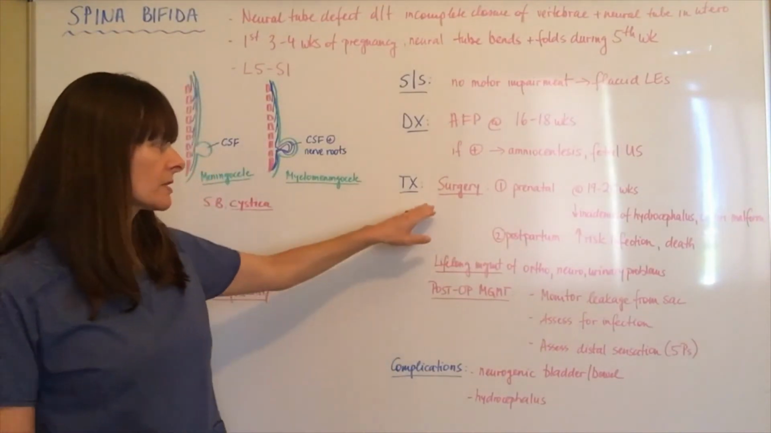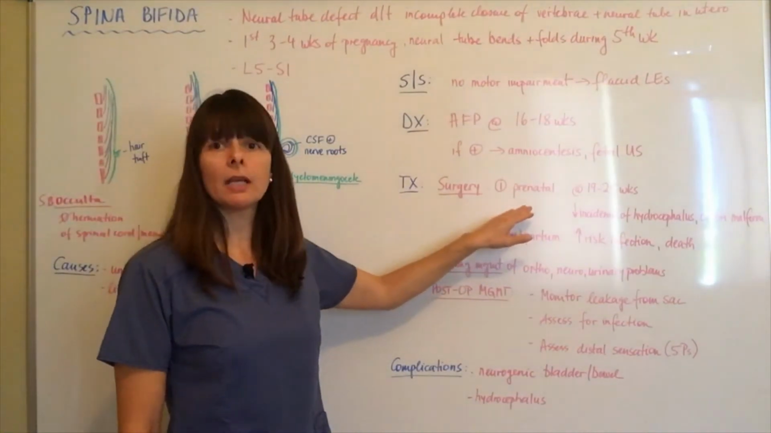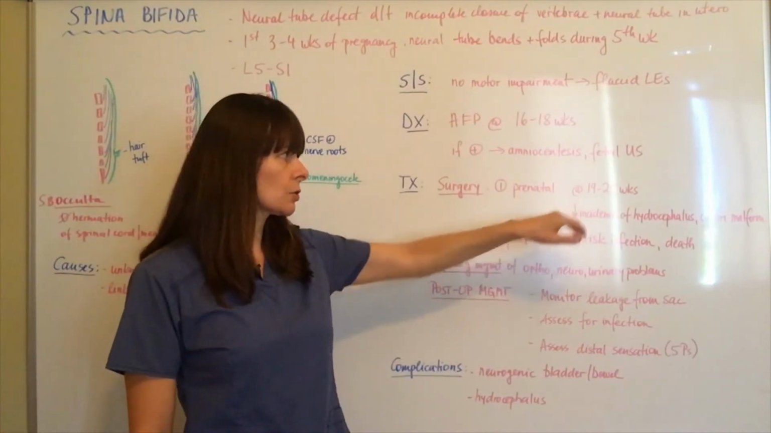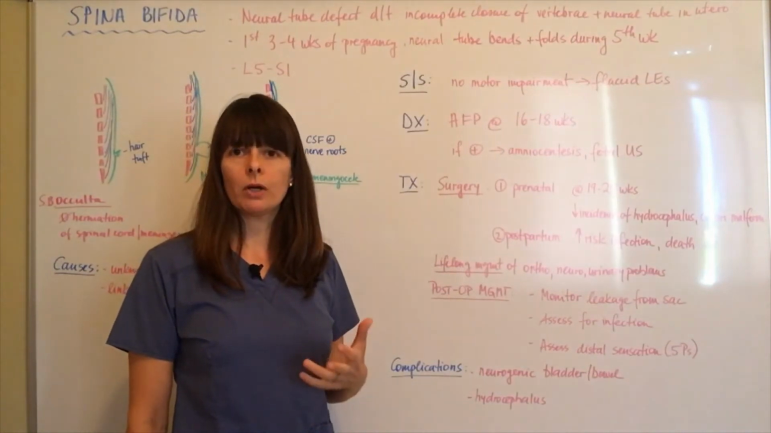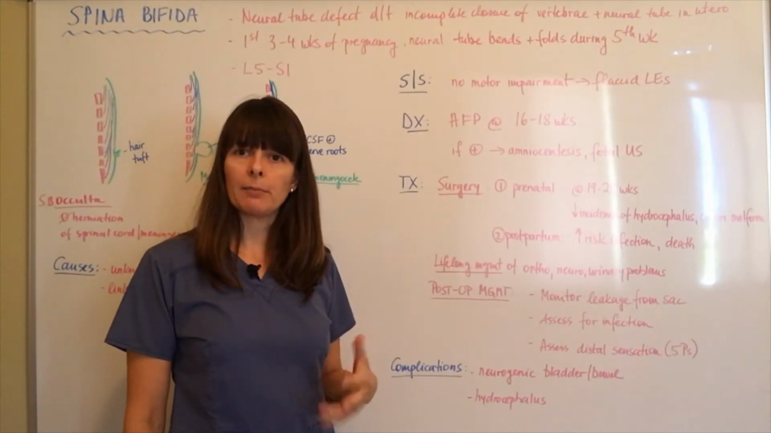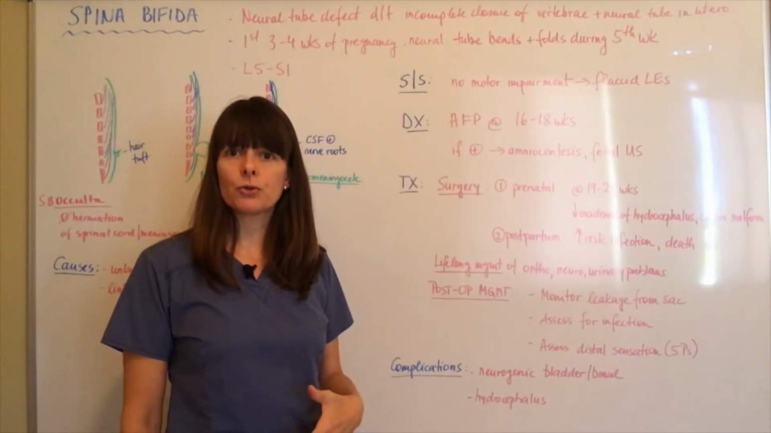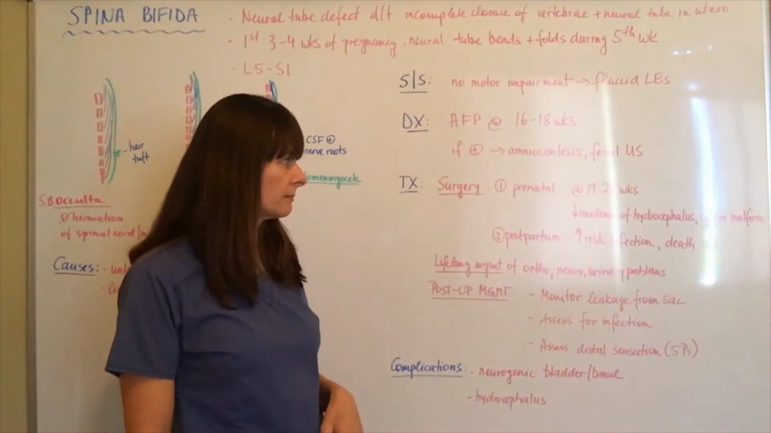So first, this has to be surgically repaired. The first option is to do this in utero, prenatally, and this can be done at 19 to 25 weeks of gestation. And you can imagine what kind of complications can happen here when the baby is still in utero and you're trying to have surgery on that embryo, or that infant in this case.